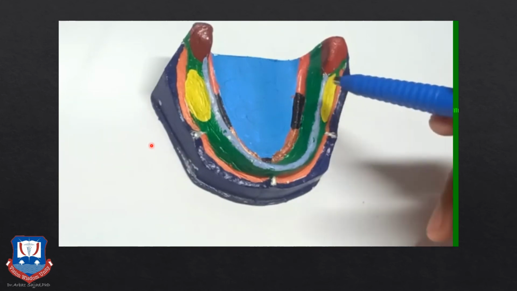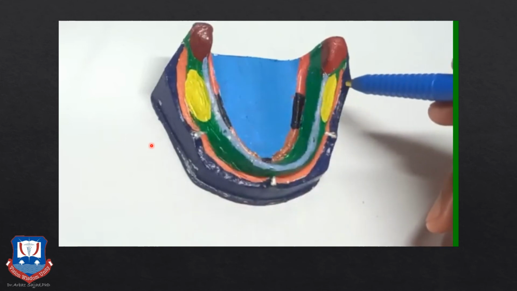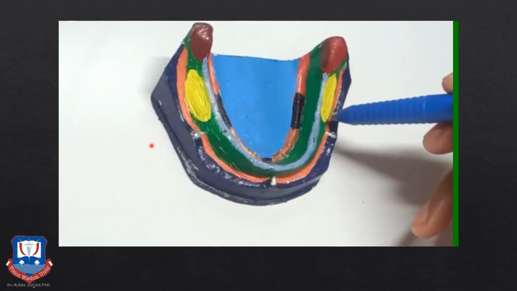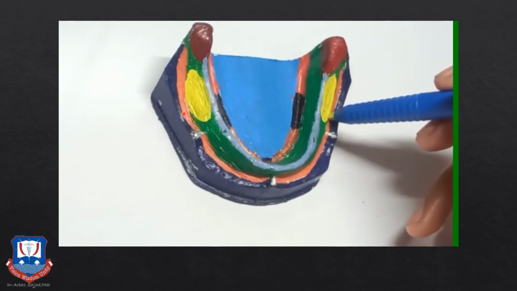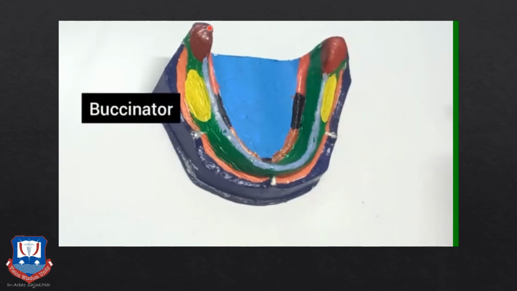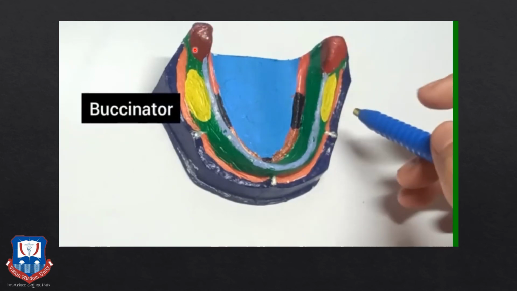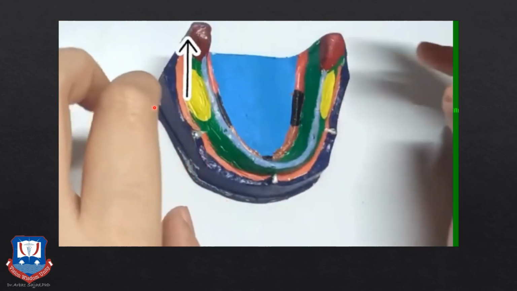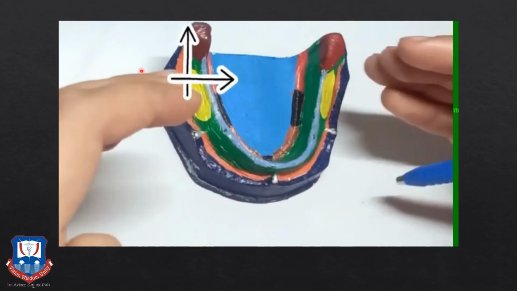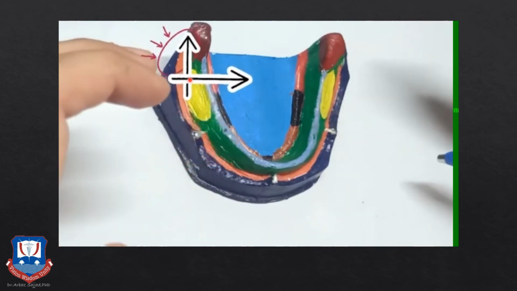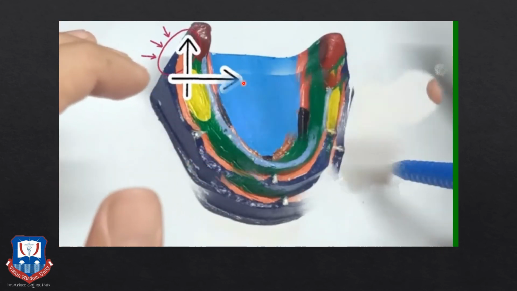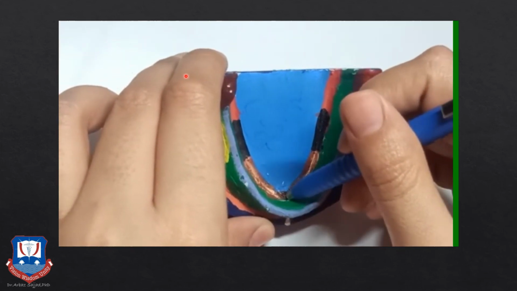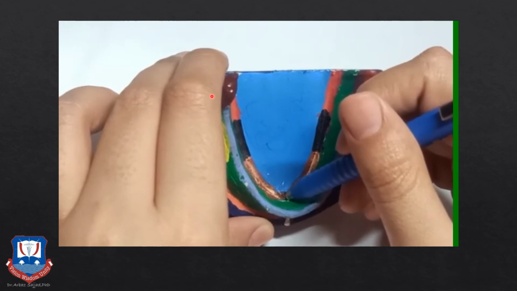Buccal frenum also has attachments of the depressor anguli oris and the buccinator muscles, so they need to be relieved accurately, otherwise it will affect the stability of the denture and the denture will get dislodged. Then posterior to the buccal frenum, we have the buccal vestibule on either side, which is bounded by, as I told, the retromolar pad superiorly, medially by the ridge, and laterally by the buccinator muscle and the masseter muscle. So when the masseter muscle contracts, the buccinator muscle is pushed inwards and this causes a notch to appear just lateral to the retromolar pad, and this should be recorded.